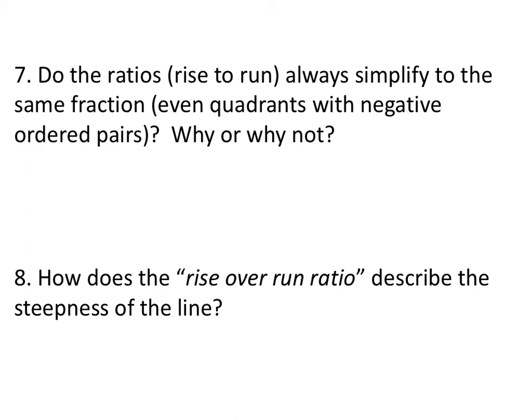Alright, then 7 and 8, we'll consider those 4 that we just did. So the ratios, rise to run, always simplify to the same fraction, even in quadrants with negative ordered pairs. Why or why not? And number 8, how does the rise over run ratio describe the steepness of the line? Take 1 minute and answer both of these with full sentences. Talk about it with your neighbor.